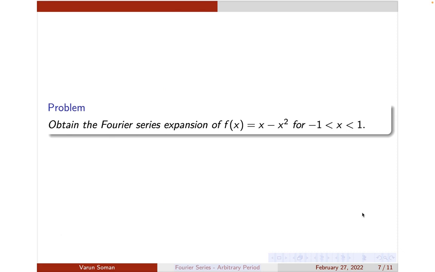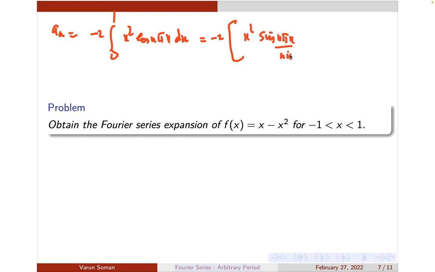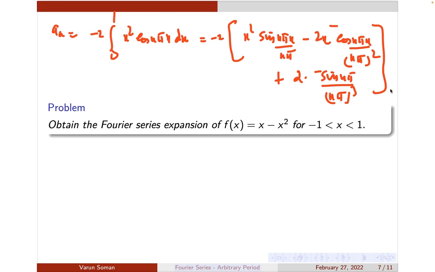Okay, so if you do it, I will do it once again for you. So your an is actually minus 2 integral 0 to 1 x square into cos n pi x dx. Okay, because of the odd or even properties, I have simplified this one. So this will become minus 2 into x square into sin n pi x by n pi minus 2x into minus cos n pi x by n pi the whole square plus 2 into again minus sin n pi x by n pi the whole cube. This is your integration by parts, generalized form, so from 0 to 1.